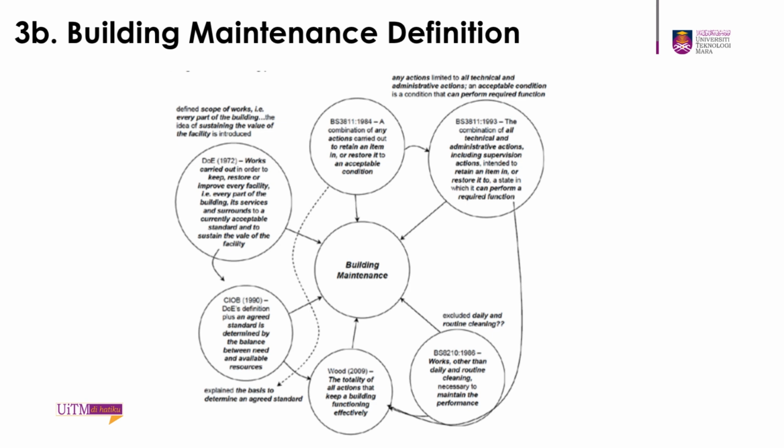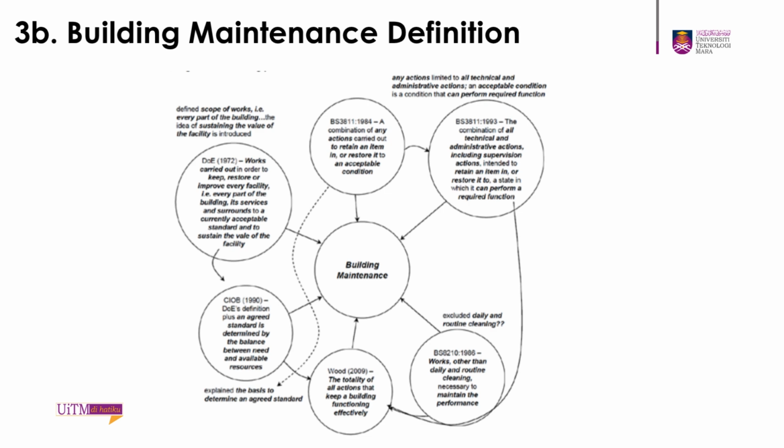3B. Building Maintenance Definition. Building maintenance. DOE, 1972. Works carried out in order to upkeep, restore or improve every facility, i.e. every part of the building, its services and surrounds to a currently acceptable standard and to sustain the value of the facility. CIOB, 1990, DOE's definition plus an agreed standard is determined by the balance between need and available resources. Explained the basis to determine an agreed standard.